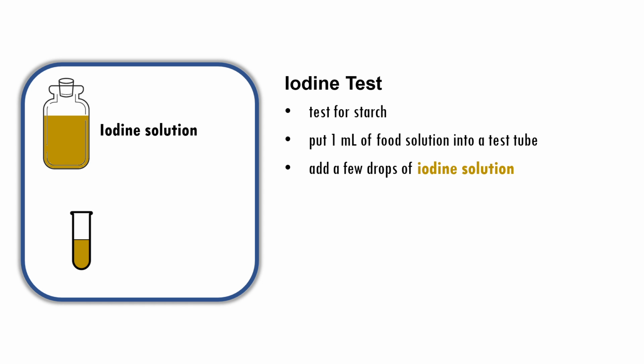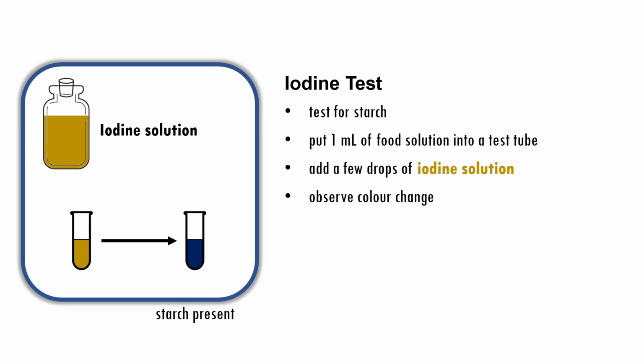If starch is present, the iodine will react with it, and the mixture will turn a blue-black color. If there is no starch, the solution will remain its original yellow-brown color. Be sure to handle iodine carefully, as it can stain your skin and clothing.